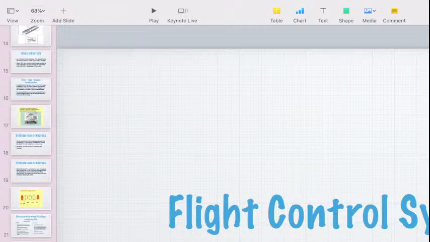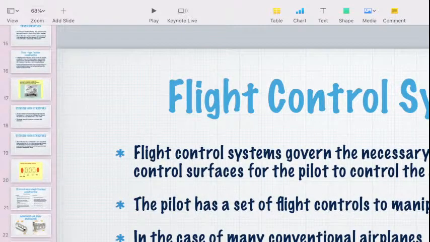And moving on to flight control systems. So we talked a lot about flight controls in Theory of Flight. This is some more in-depth information on our flight control systems. Flight control systems govern the necessary inputs to manipulate control surfaces for the pilot to control the aircraft. And the pilot has a set of flight controls to manipulate the aircraft.